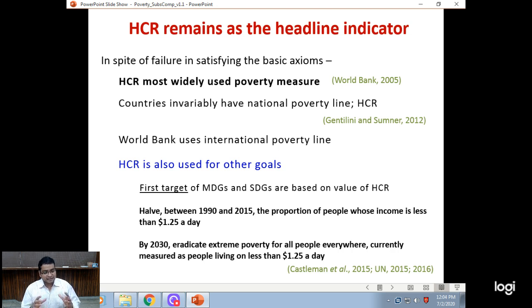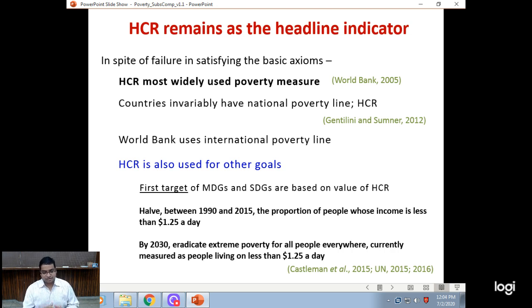In fact, the international attention to the headcount ratio is very emphatic. That is quite evident if you look at the very first target of the Millennium Development Goals or the Sustainable Development Goals, which have replaced the MDGs. The very first indicator of the very first target of the very first goal, which is about reducing poverty, actually talks about the headcount ratio.